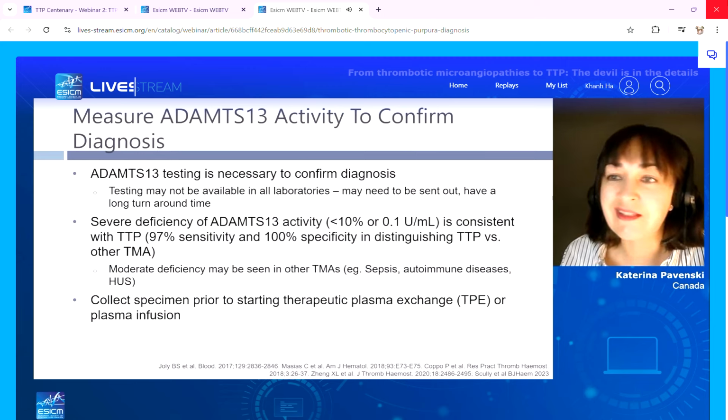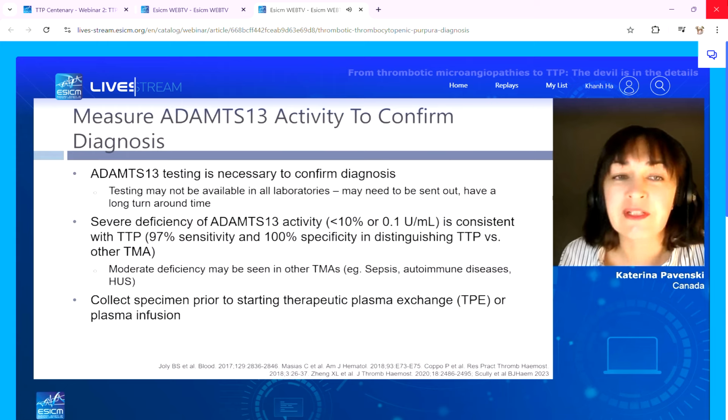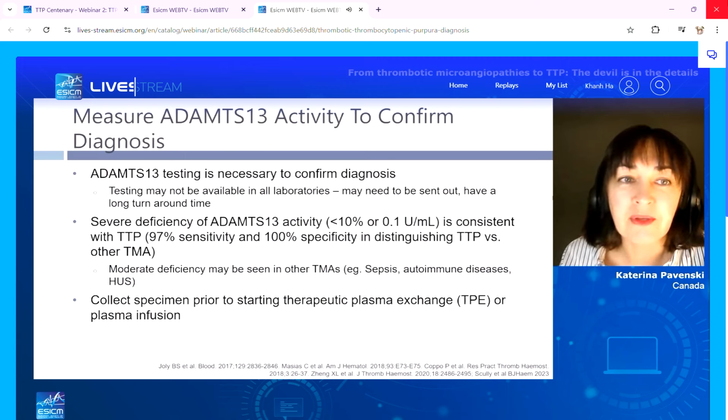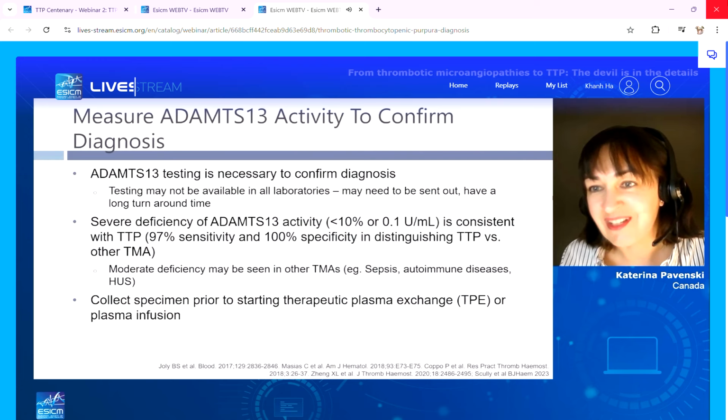And yes, this test is not readily available in all laboratories. It may need to be sent out. It may have long turnaround time, although I think every effort should be made to have this test available for all patients.